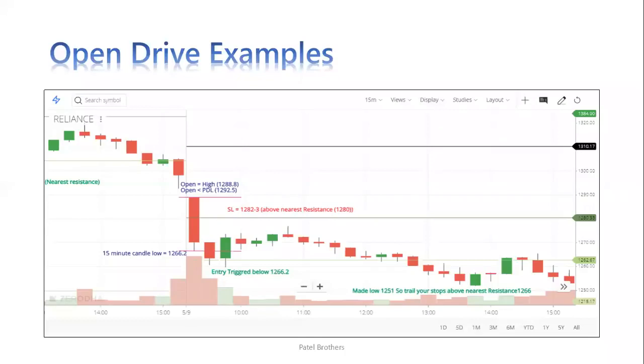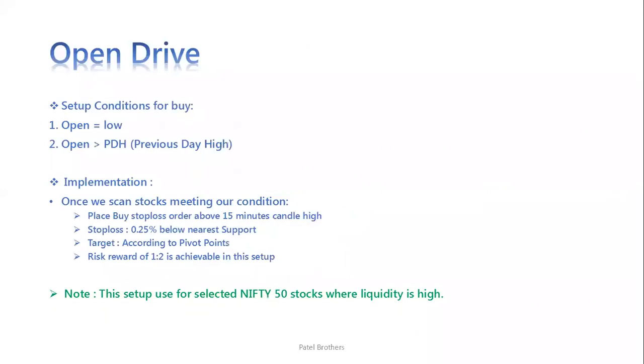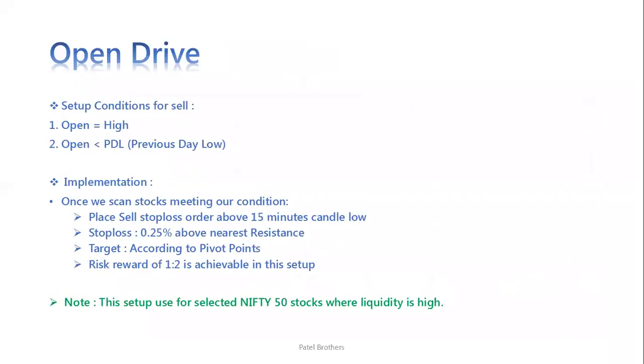So there are two conditions for this setup. For buy there is one condition, and for sell there is a different condition. For buy, open and low should be the same, and the second condition is open should be greater than the previous day high. Those are the conditions for the buy side, and for the sell side the conditions are totally opposite. Open is equal to high should be there, and open should be less than the previous day low. So it should open out of the previous day's range.